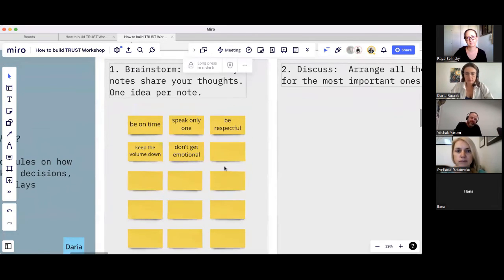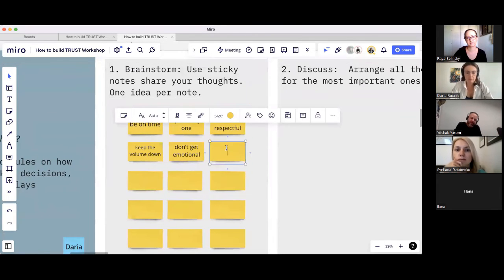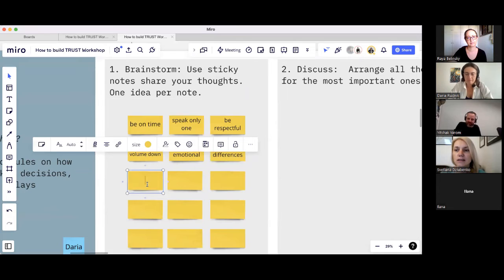For me, it's to respect the differences. Okay, and again, the same question, how do you know that you respect the difference? What do you do to respect differences? For example, there are different cultures in the team, so you need to respect the different cultures. Okay.